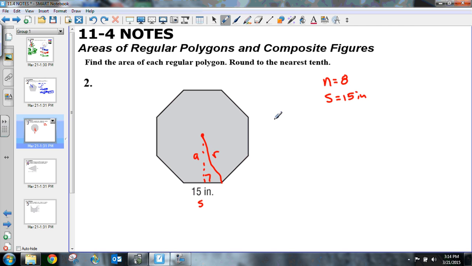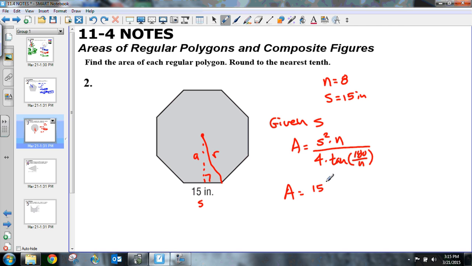So if you're given the side length, you want to use the formula that area is equal to the side length squared times the number of sides divided by 4 times tangent of 180 divided by the number of sides. So 180 divided by n. Now let's just plug that in. We're going to get that area is equal to 15 squared times the number of sides, which is 8, divided by 4 times tangent of 180 divided by 8.